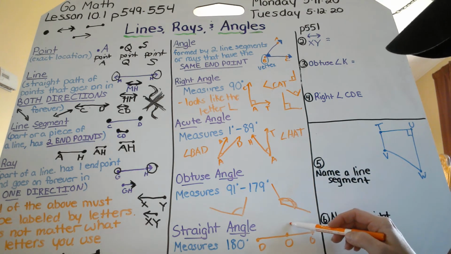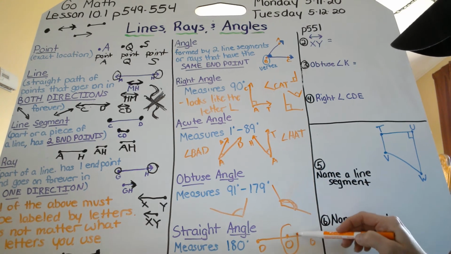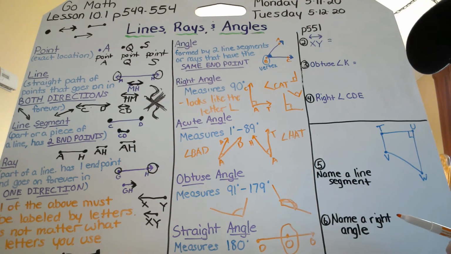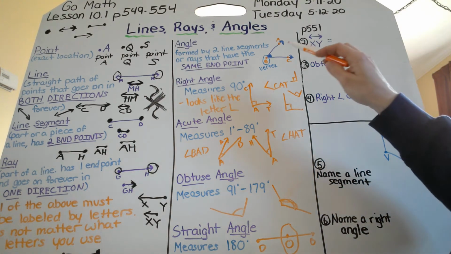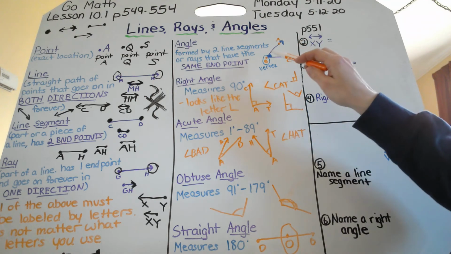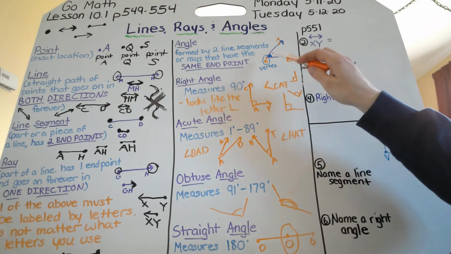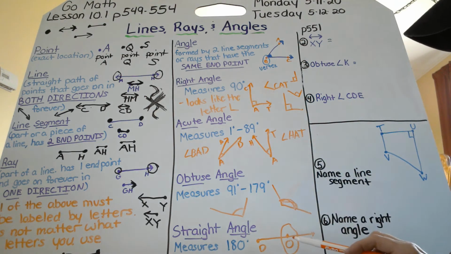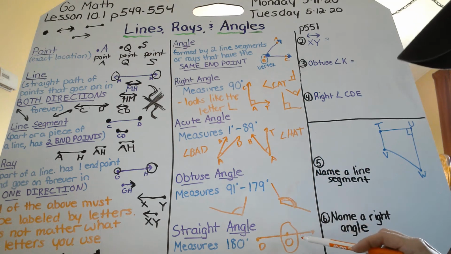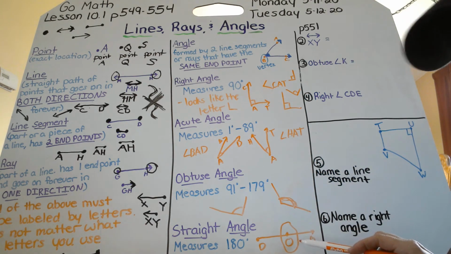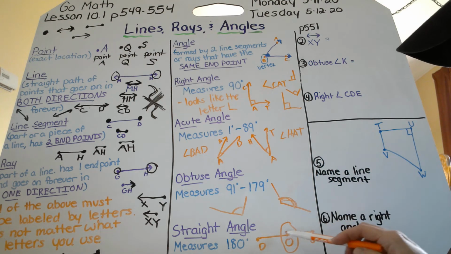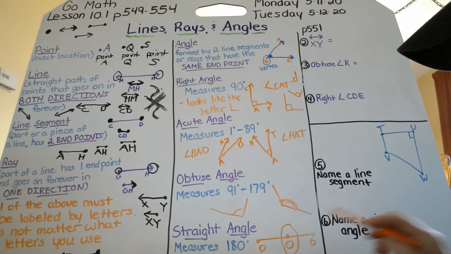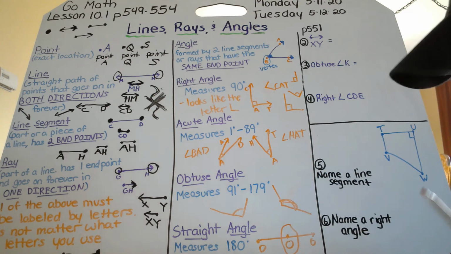Now, I still have my vertex here. I still have my middle point because you have to. An angle always usually has 3 points, okay? So always remember that even on a straight angle, even a straight line, you have to have that middle point right there, that vertex. And this line, this straight angle, measures 180 degrees. It's a straight line.